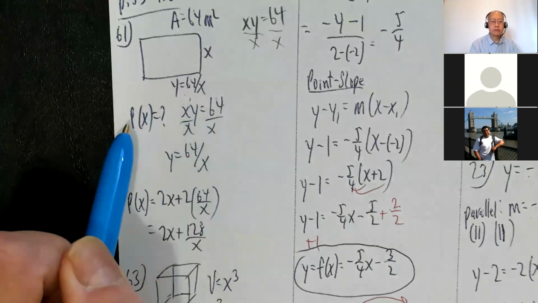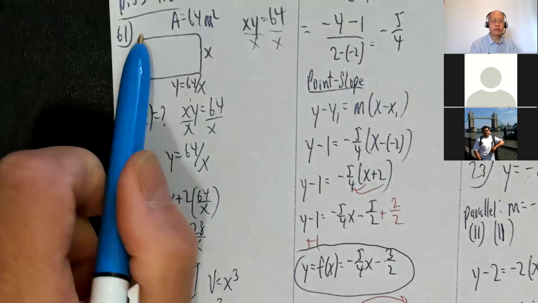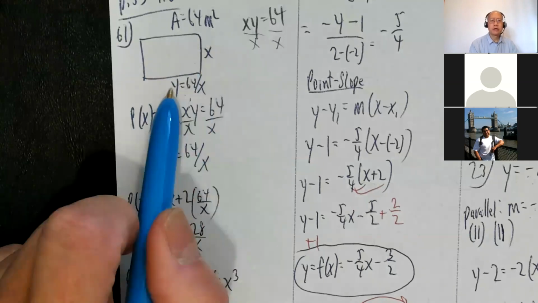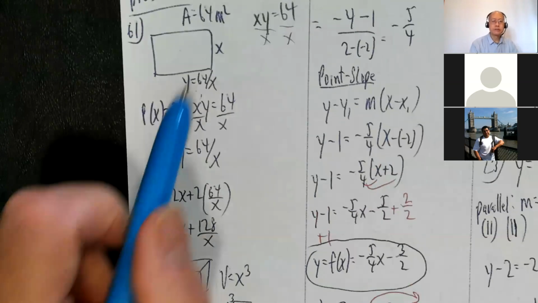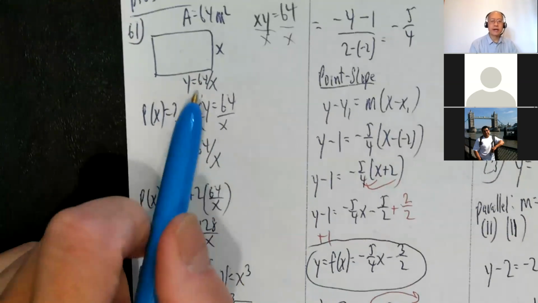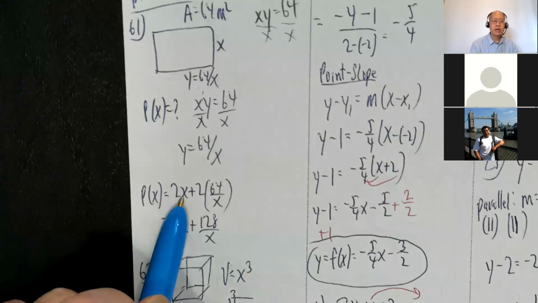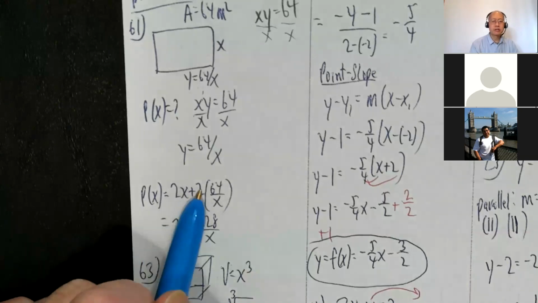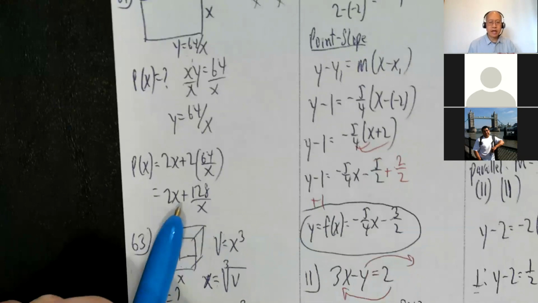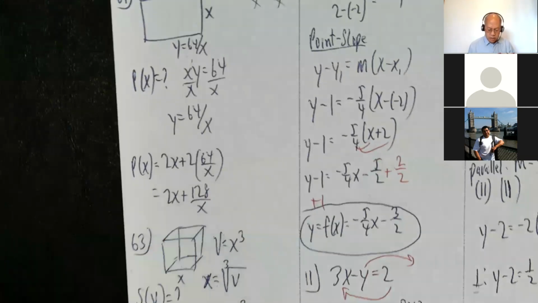And now I want the perimeter. So how do I find the perimeter of a rectangle? It's 2L plus 2W. So 2 of these, 2x, plus 2 of these, 64 over x. So 2L plus 2W, 2x plus 2 times 64 over x. So 2x plus 128 over x. That's sort of the answer.